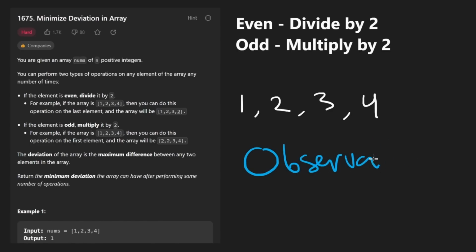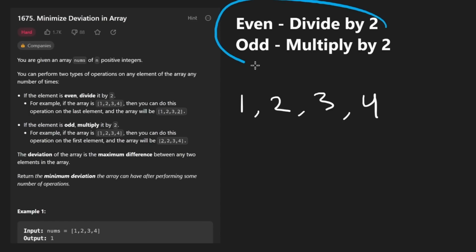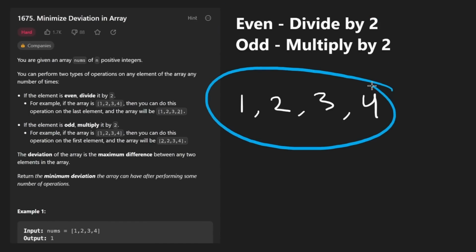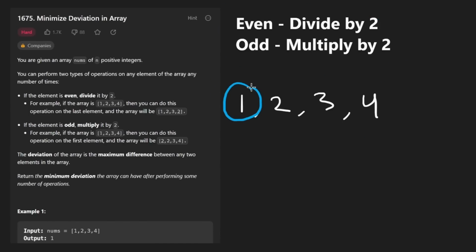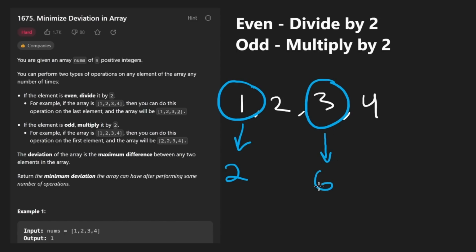There's a pattern to how we can multiply and divide these numbers. Let's take this odd number. We can only multiply odd numbers by 2. So now let's multiply it by 2. What do we get? We get a 2. Let's take this odd number, 3, and multiply it by 2. What do we get? We get a 6.